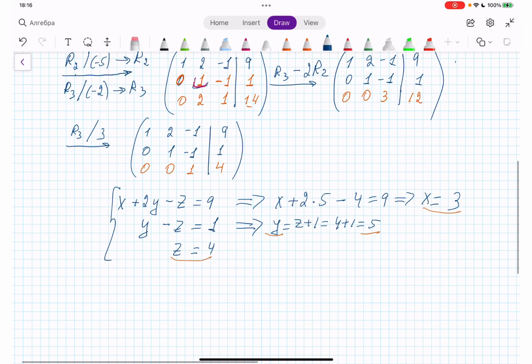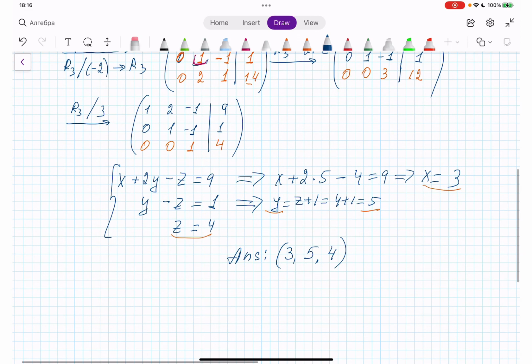Let me write down. 3, 5, and 4, x, y, z, so in the alphabet order, right? So this is how we solve a system of linear equations. This is much more effective with more complicated systems of equations.